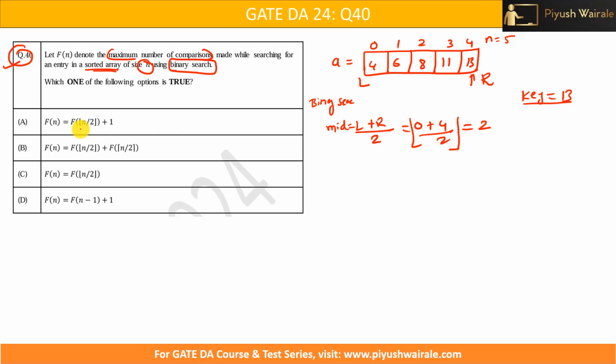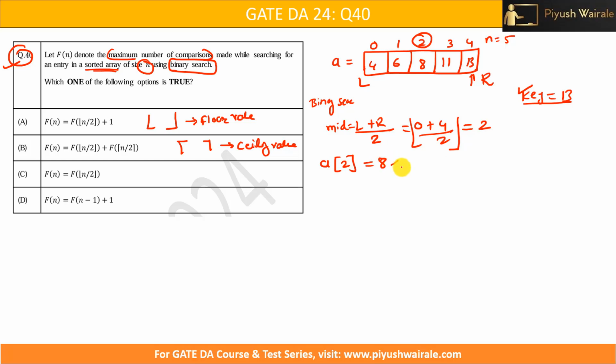floor value. This particular symbol indicates the floor function, that is, we need to take the floor value, and this other symbol is the ceiling value. Now here the middle position is 2, that is this one. Now we need to compare the element at the middle position. So A of 2 is 8. I need to compare it with 13, which is the required key or targeted value.